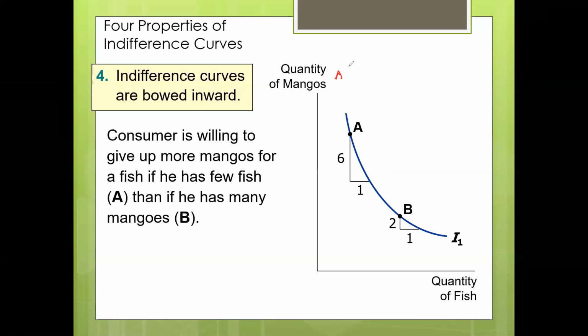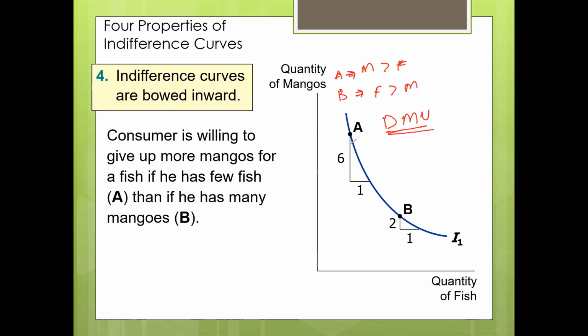In bundle A, mangoes are more than fish, and in bundle B, fish are more than mangoes. We already discussed that when we have one thing in abundance, its utility falls. We discussed that in diminishing marginal utility. So when we increase M, its utility falls. We discussed that in the previous class.